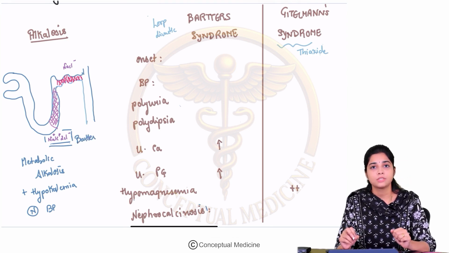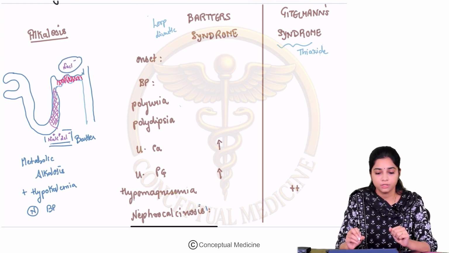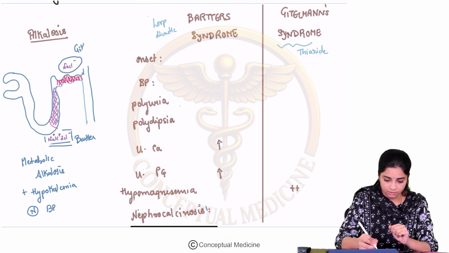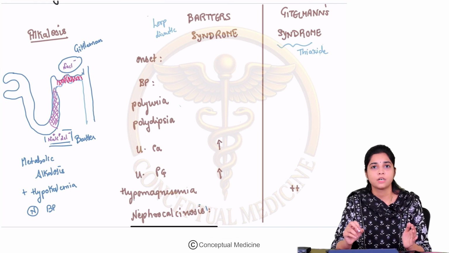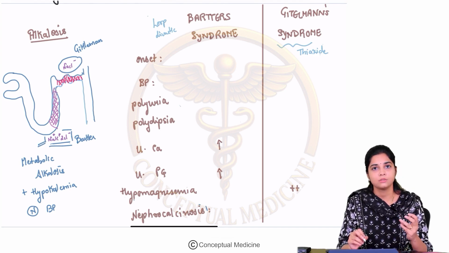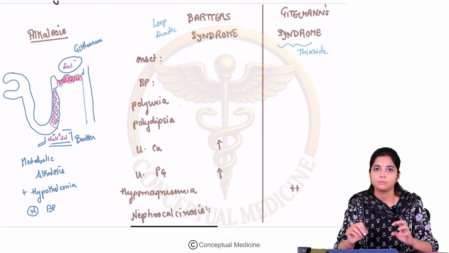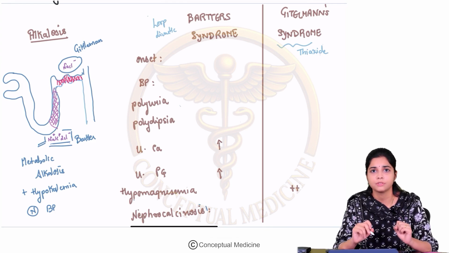And if there is a genetic mutation in your sodium chloride channel in your distal convoluted tubule, this is your Gitelman syndrome. So if you remember from your basic pharmacology, the loop diuretics act on which channel? On this sodium potassium 2 chloride channel in the loop of Henle. And the Gitelman syndrome is because of involvement of the sodium chloride channel. Okay, so this is a basic fundamental analogy that you have to remember.